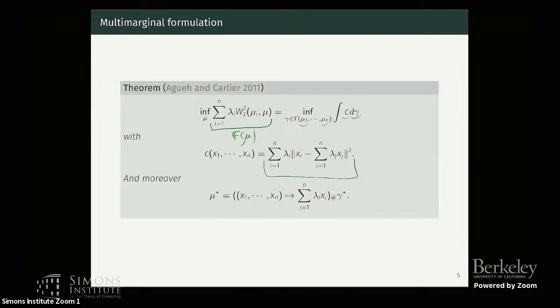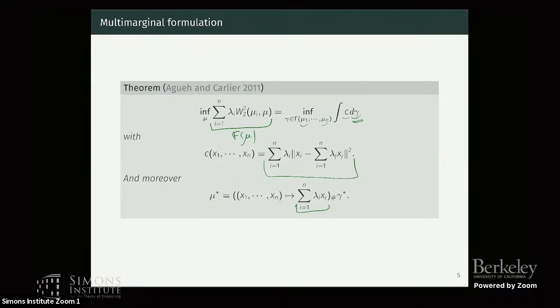And then once I have my gamma star solving this problem, I can push forward this gamma star with the average map that from x1, ..., xn gives me the sum of the lambda i xi. And this gives me the actual barycenter mu star from my original problem.